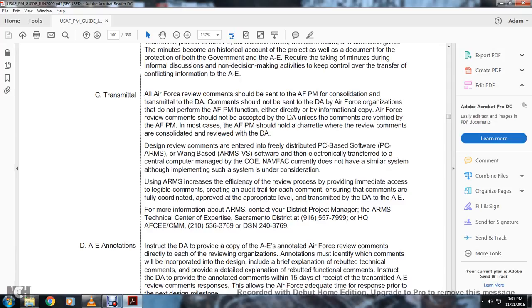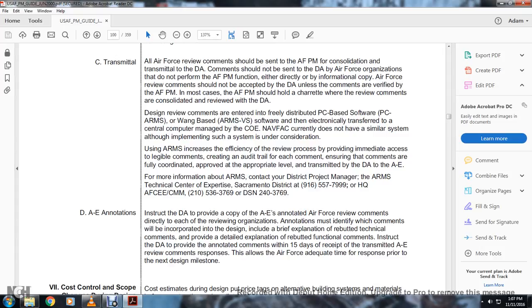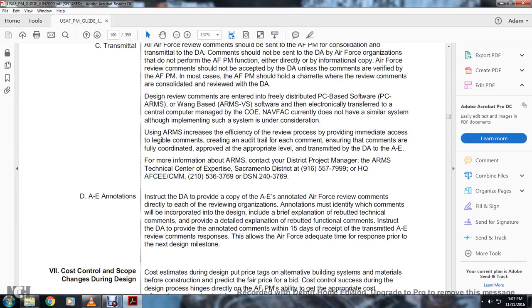Design review comments are entered with the freely distributed PC-based software, the PC ARMS, and the wing-based ARMS VS software, and are electronically transferred to the central computer of the manager. The Army and Navy currently have no similar system, although the implementation of such a system is under consideration. Using ARMS increases the efficiency of the review process by providing immediate access and legible comments, and creating an audit trail with each comment. It ensures the comments are fully created and approved at the appropriate level before being transmitted to the DA and architectural engineering. For more information on ARMS, contact the District Project office and the ARMS Technical Center of Expertise in Sacramento.